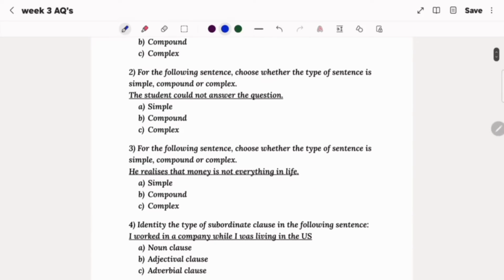Okay. The student could not answer the question. Again, it's the same: subject and predicate and one finite verb. So it's a simple sentence.